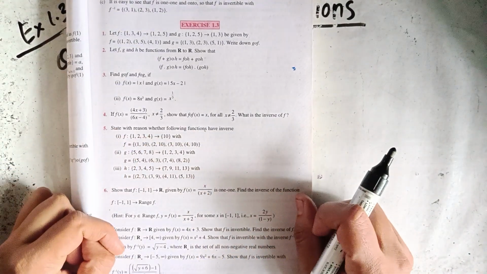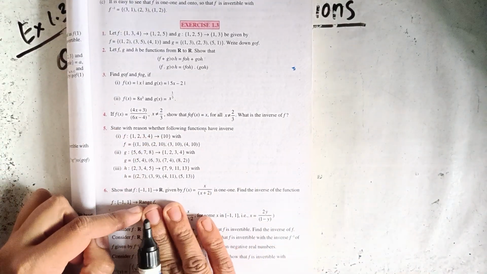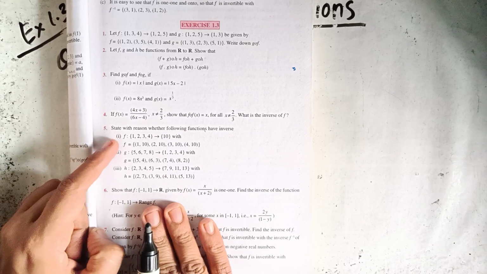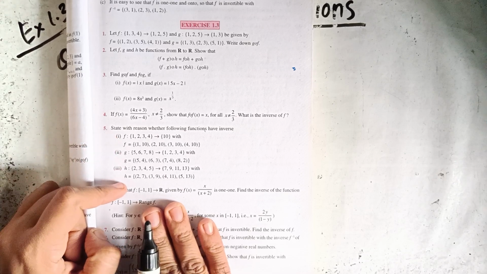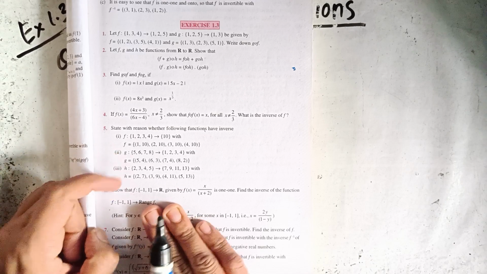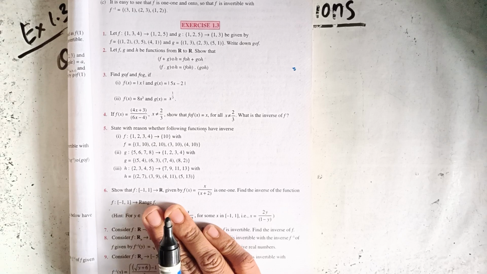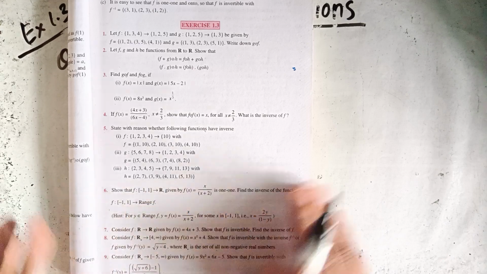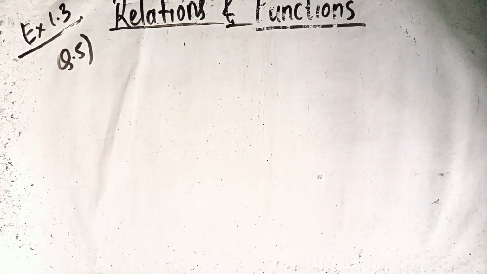State with reason whether the following functions have inverse. So here some functions are given. You have to write whether the function has an inverse or not. When does the inverse exist? When the function is one-one onto, that is, it has to be bijective so that it is invertible, and we can say that inverse exists, right? So let's see.